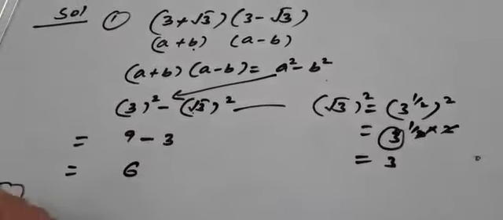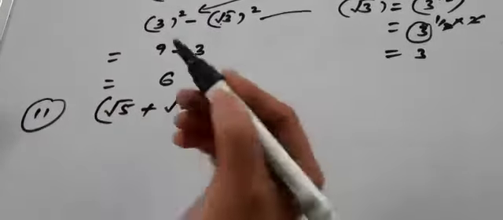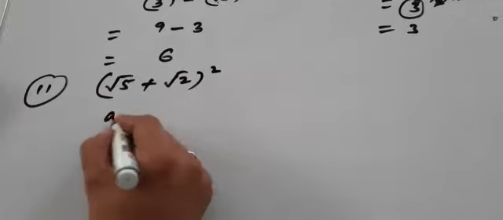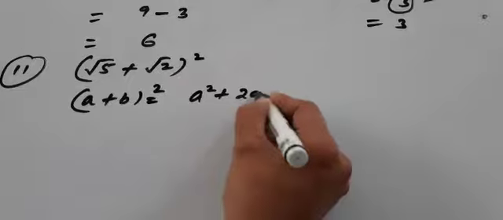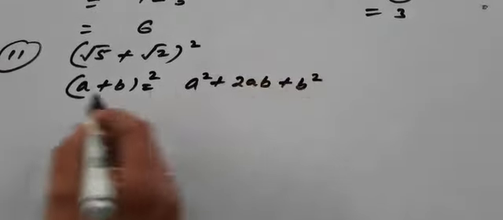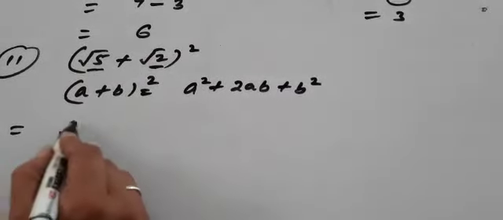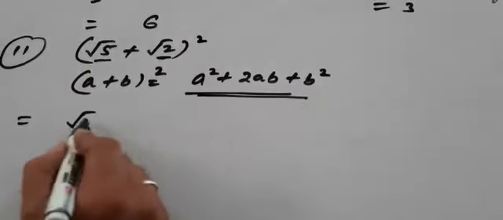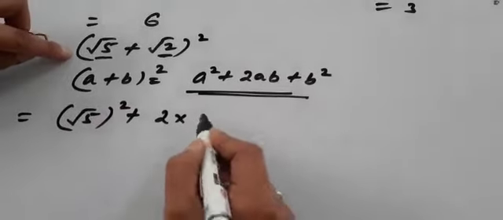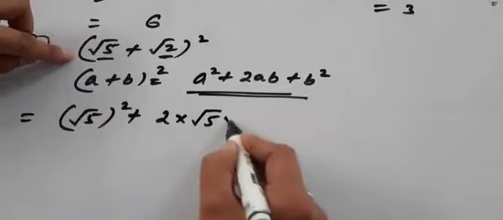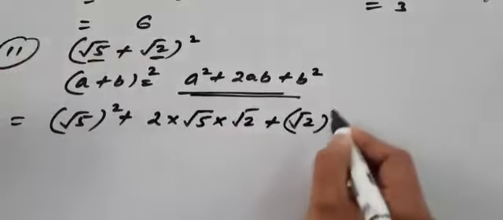Next one, root 5 plus root 2 whole square. You can use the identity a plus b whole square, which is a square plus 2ab plus b square. Here a is root 5 and b is root 2. Then you put the values: root 5 square plus 2 into root 5 into root 2 plus root 2 square.